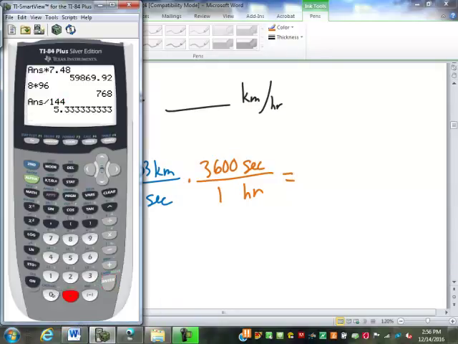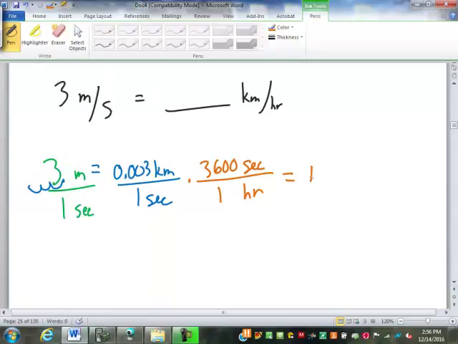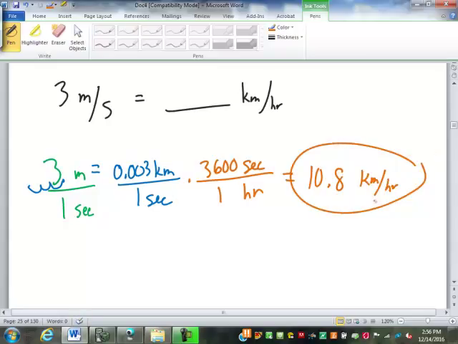So 0.003 times 3,600. So I use 3 there. 10.8 kilometers per hour. So that's moving pretty slow. That's about 6.5 miles per hour.